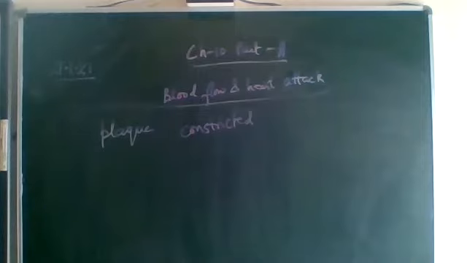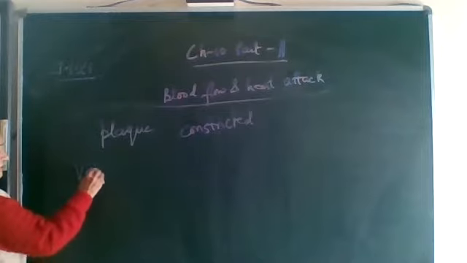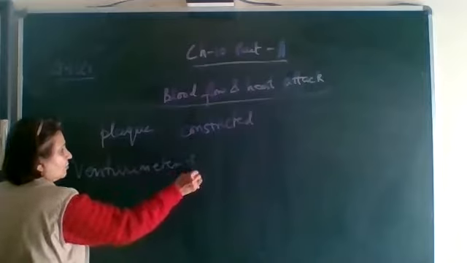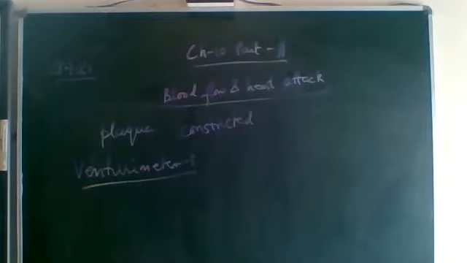Okay, there is one device, venturi meter, so write down venturi meter. We are not going to study in detail about it. Only what is the device. Venturi meter is a device which is used to find out the rate of flow of a liquid. The rate of flow of liquid is the volume of the liquid flowing per second. So a device which is used to measure the rate of flow of a liquid in a tube is called the venturi meter.